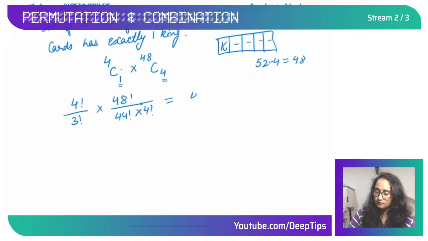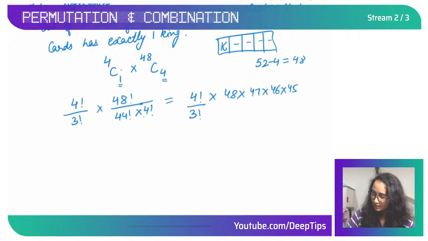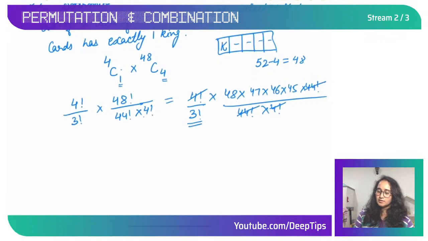So here, where should we stop? That is important. I am not doing 4 factorial into 3 factorial here, because I know I can cancel my 4 factorial directly, right? So I will stop here at 44 factorial, and here I have 44 factorial into 4 factorial. So this gets cancelled, this gets cancelled, and I know 3 factorial is 6, and 6 8s give me 48. So now you can multiply 8 into 47 into 46 into 45.